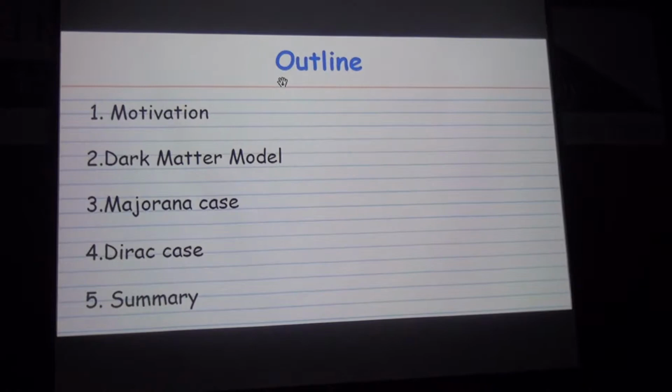First, let me outline today's talk. First, I will talk about the motivation, why we do so. And second, I will try to show you how we build this dark matter model. Then, because our dark matter model could be described by Majorana dark matter or Dirac dark matter, then we show the summary.